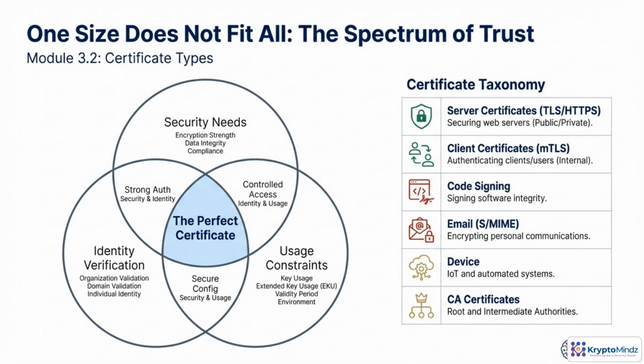Different certificate types emphasize these dimensions differently. Server and client certificates focus on secure connections. Code signing protects software integrity. S/MIME protects email. Device certificates anchor IoT. And CA certificates sit at the top of the trust chain. There is no universal best certificate. Good PKI design is about choosing the right type and constraints, so the level of trust matches the specific risk and use case.